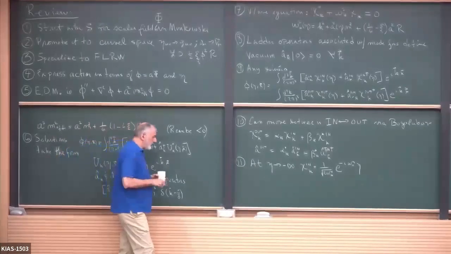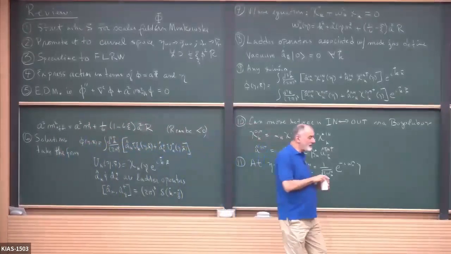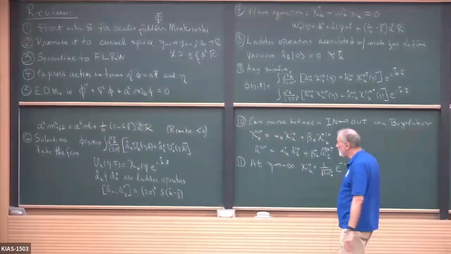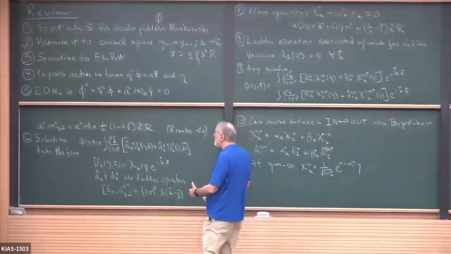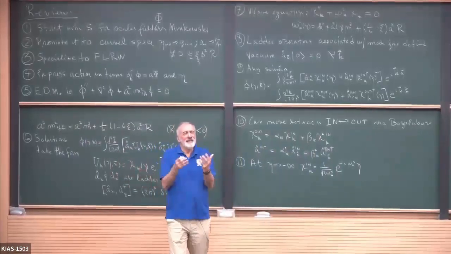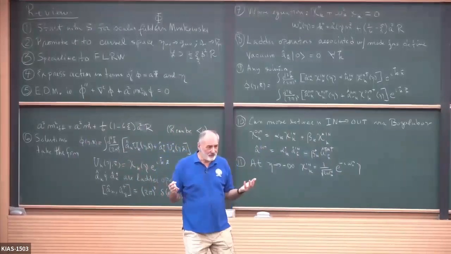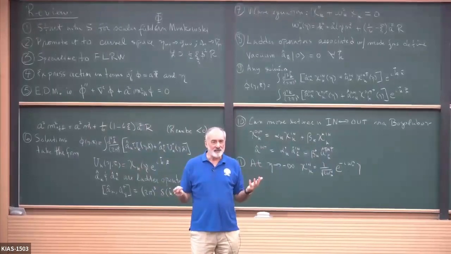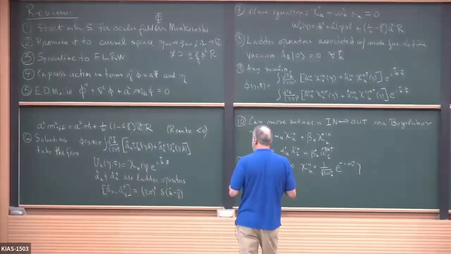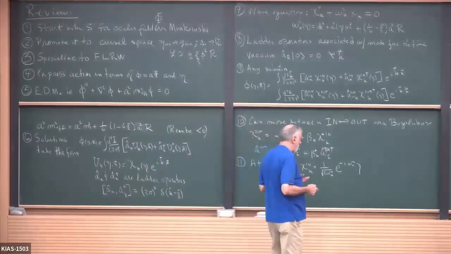In Minkowski space, this a squared m effective squared term would just be m squared. So effectively, the effective mass of this field is changing as the universe expands. It changes with eta. And this is the crucial piece that leads to particle creation.